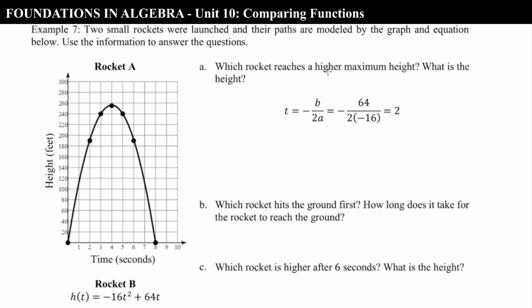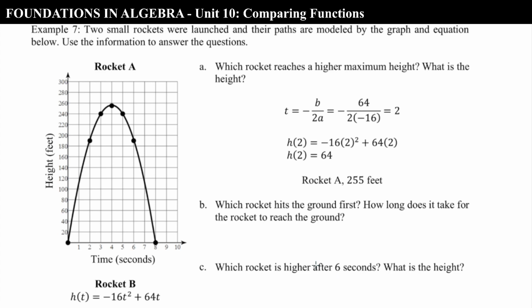And we find that time equals 2. Now we have to take that time of 2 and plug it back into our original equation to find out what that height was. And the height for rocket B was 64. So rocket A is going to have a higher maximum height at 255 feet, which is read off the graph here.